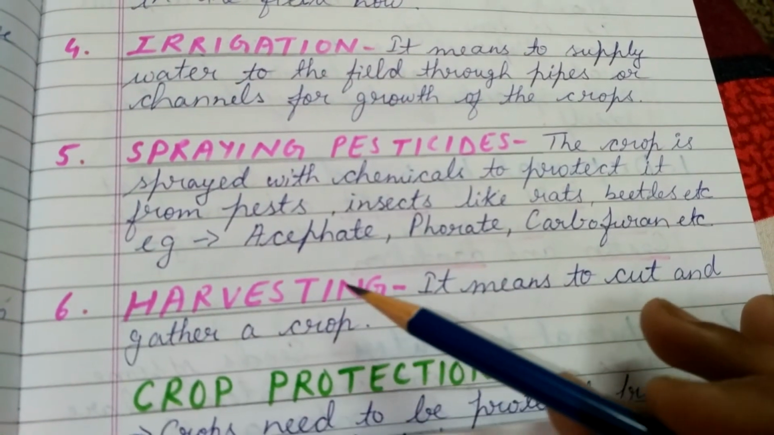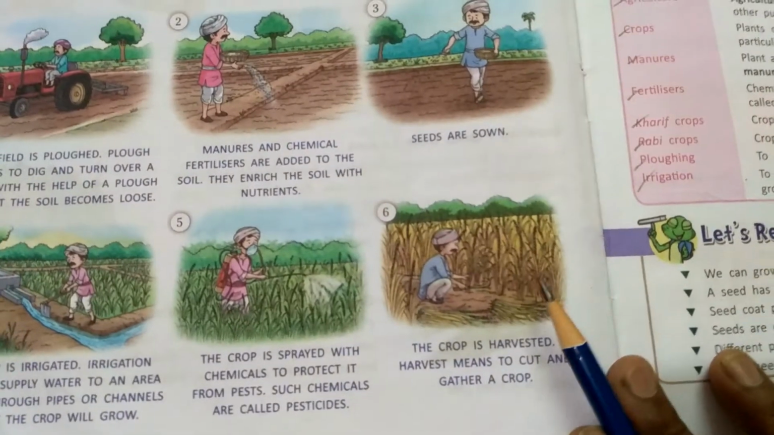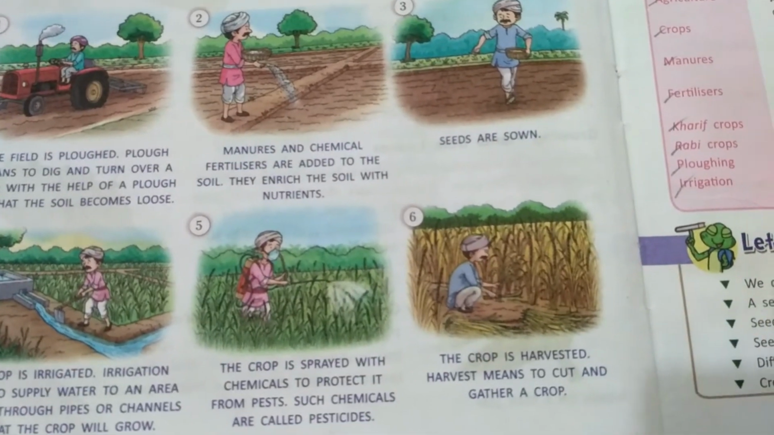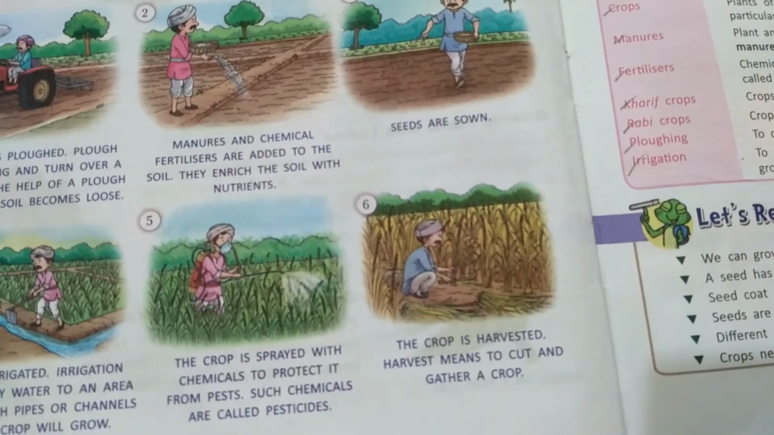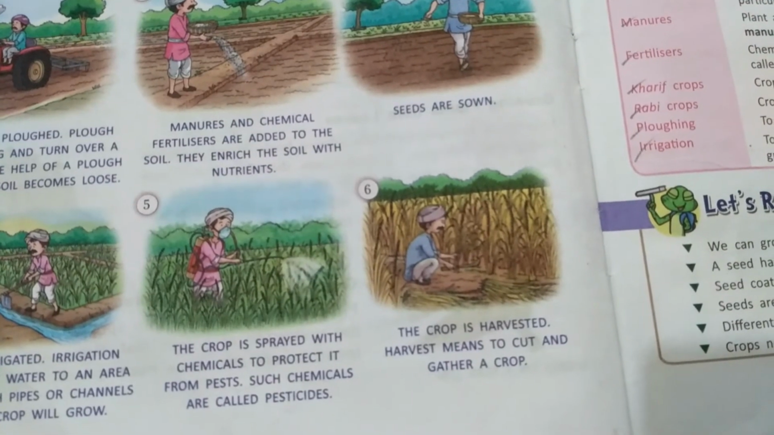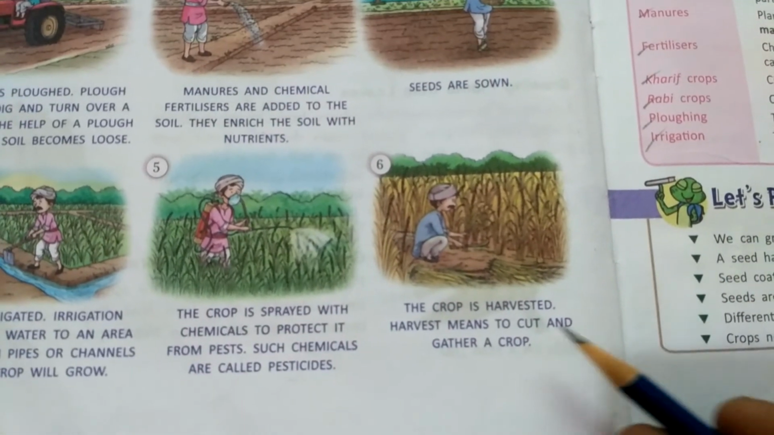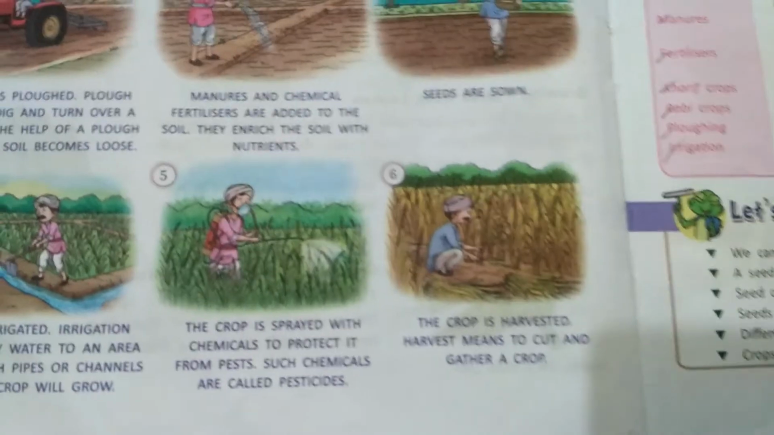And sixth is harvesting. It means to cut and gather the crops. When the crop is ripe, जब फसल पक जाती है, then the harvesting process is done. Simply the crops are cut from the fields and they are gathered and processed. So that is the last stage, that is the harvesting.